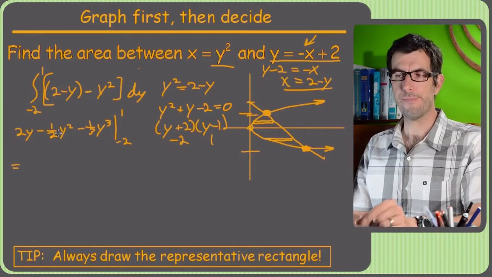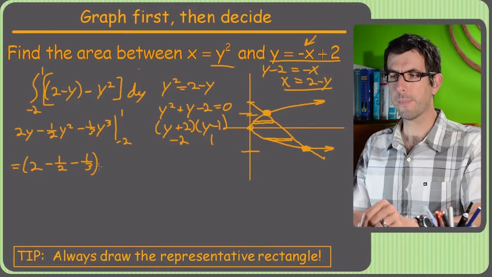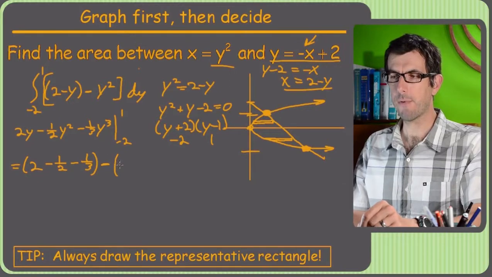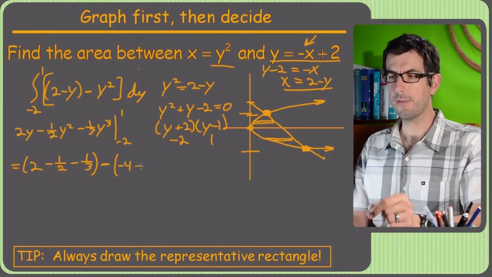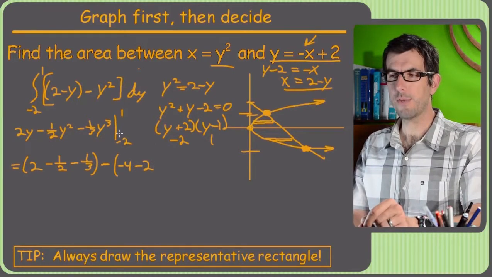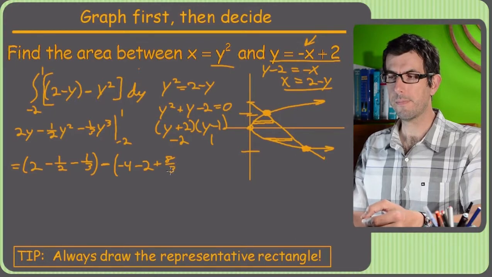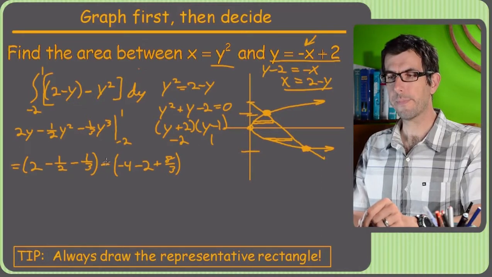When I plug in 1, all the y's are just 1, so I just get my coefficients. So that's 2 minus 1/2 minus 1/3. Now I subtract, plugging in my lower limit. If I plug in negative 2 here, I get negative 4. Negative 2 squared is positive 4 times negative 1/2 is negative 2. And then plugging in negative 2 to y cubed is negative 8 times negative 1/3 is positive 8/3. All right, what a mess. So if I distribute this negative in, that cancels these negatives, but this becomes negative.